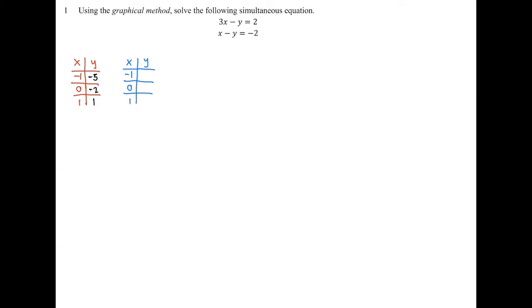Okay, and then for the second equation, we will do the same. We will complete this table here. If we plug negative 1 on the second equation, what are we going to get? We are going to get positive 1. And then if we plug 0 here in place of x, what are we going to get? We are going to get 2. And then if we plug 1 there, we're going to get 3. Okay, so we are now complete. We have the 2 tables for each equation.